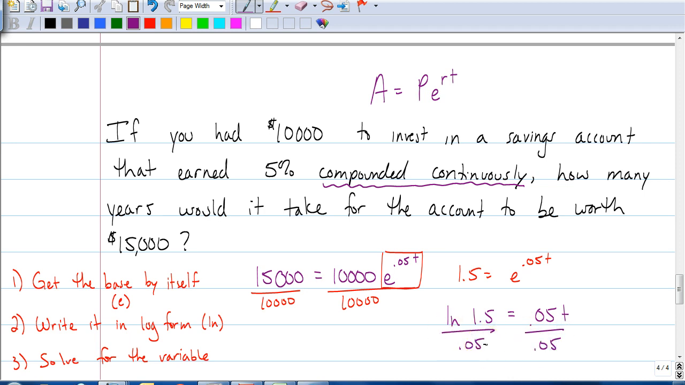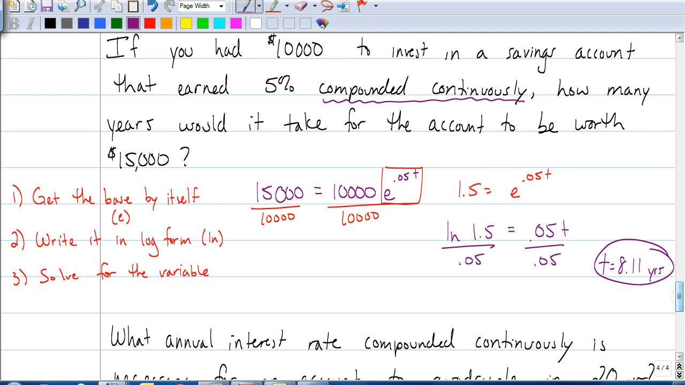Now when you do that on your calculator, you're going to get a decimal as your answer. You get natural log of 1.5. Doing that on my calculator, and you should be doing this on yours as well, divided by 0.05 gives us 8.11. Or about 8 years is how long it would take for you to go from $10,000 to $15,000.